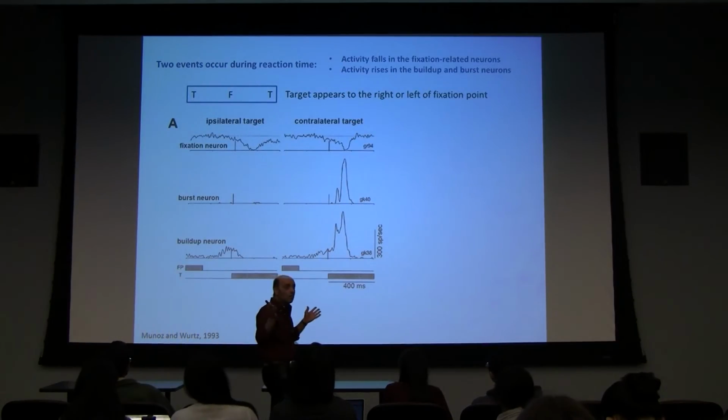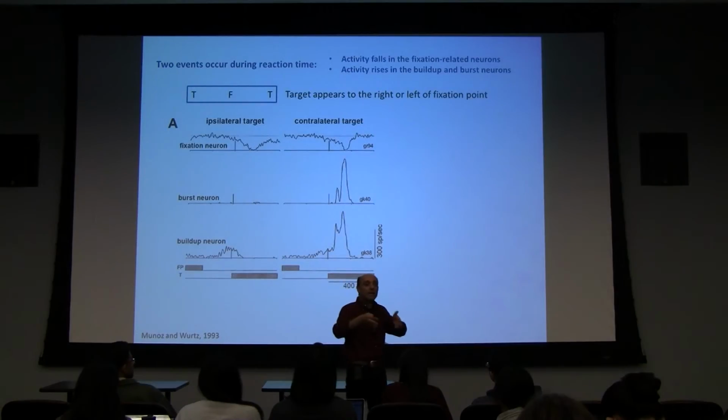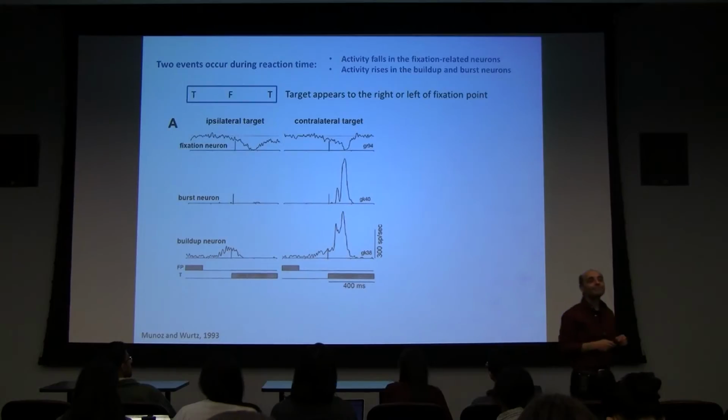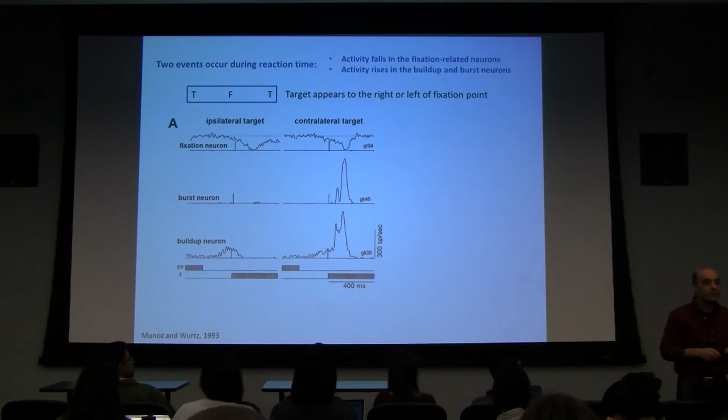The burst neurons look like motor neurons. They only become active when you move. Yeah? So the cell expects that because it has some kind of memory? Yeah. How does that work?